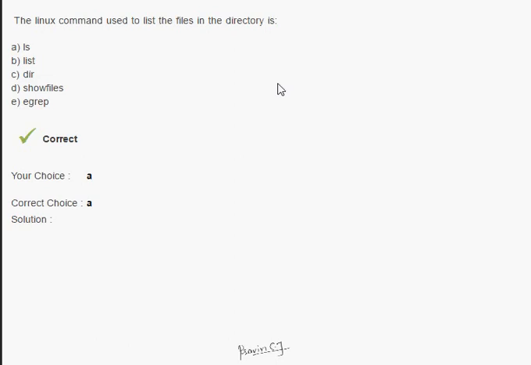In Linux there are so many commands, go through them. Definitely one command will be a part of the exam, you may see a question.